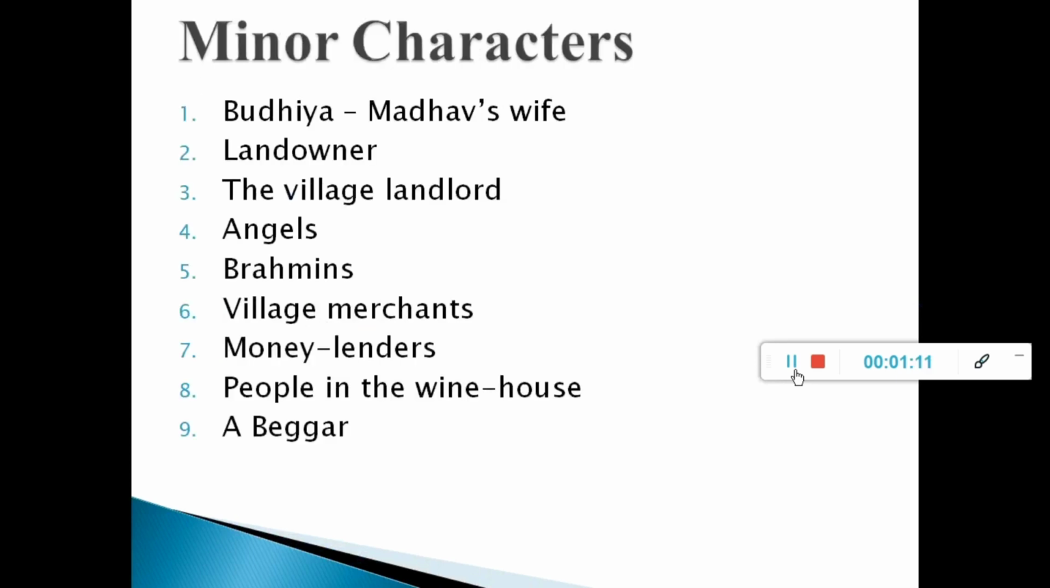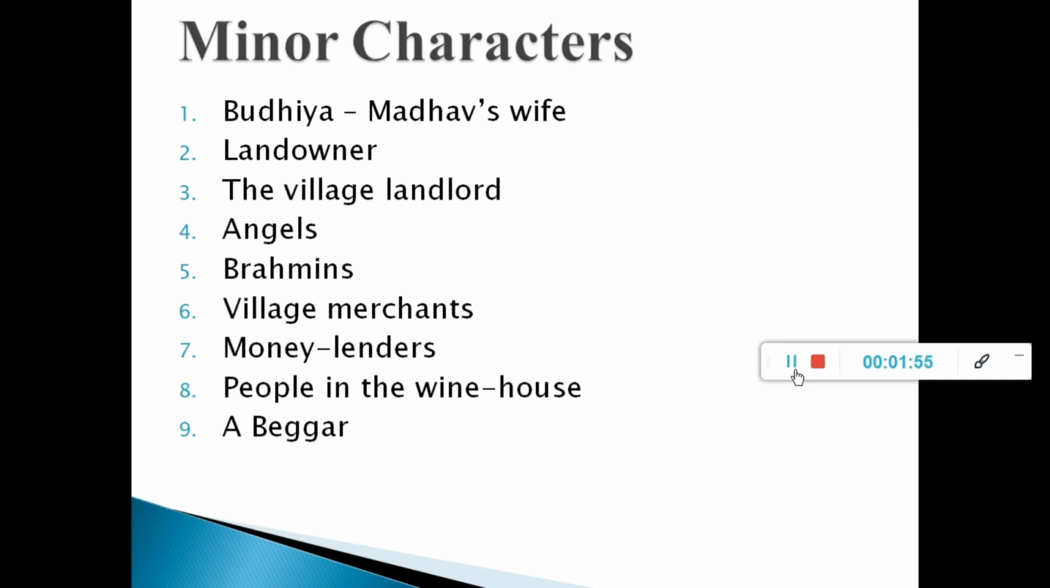Under minor characters, I include all the flat characters as well, who don't play much role in this short story. We first move on to Budhia, Madhav's wife, and the landowner, who gave money to the father and the son. The village landlord also helped Madhav and Ghisu in leading their life, even when they were not working.